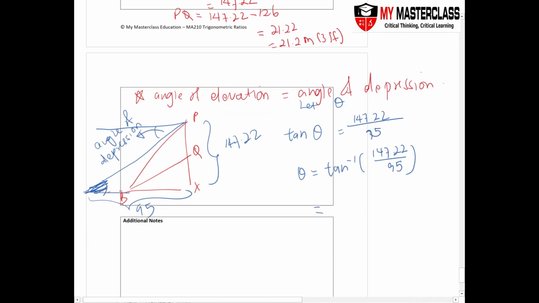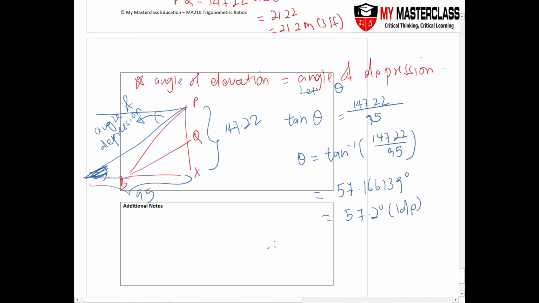Okay, so in this question, you'll get the answer 57.166139, which is 1 dp here, so 57.2, 1 dp. Okay, so answer the question. So therefore, the angle of depression is 57.2 degrees. All right.